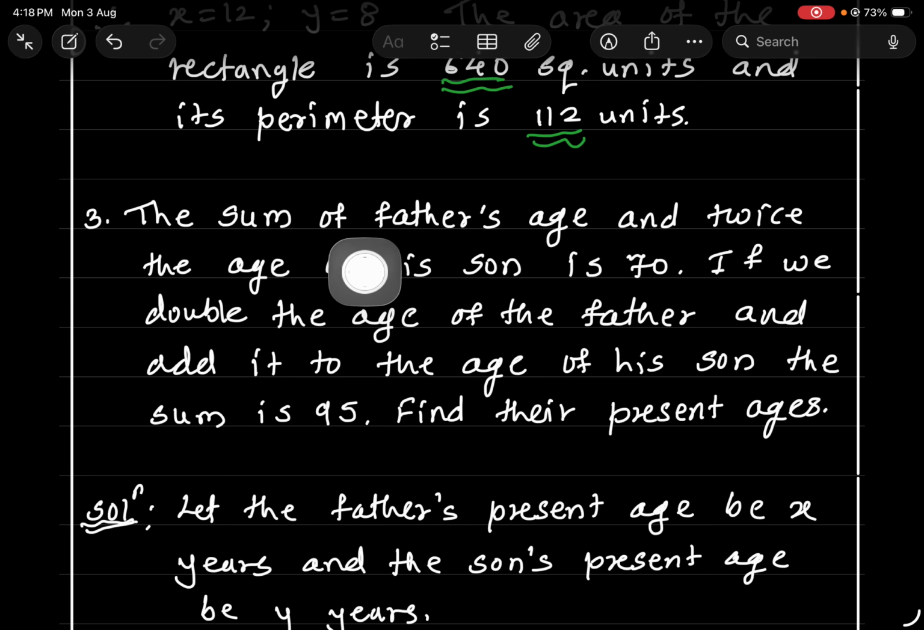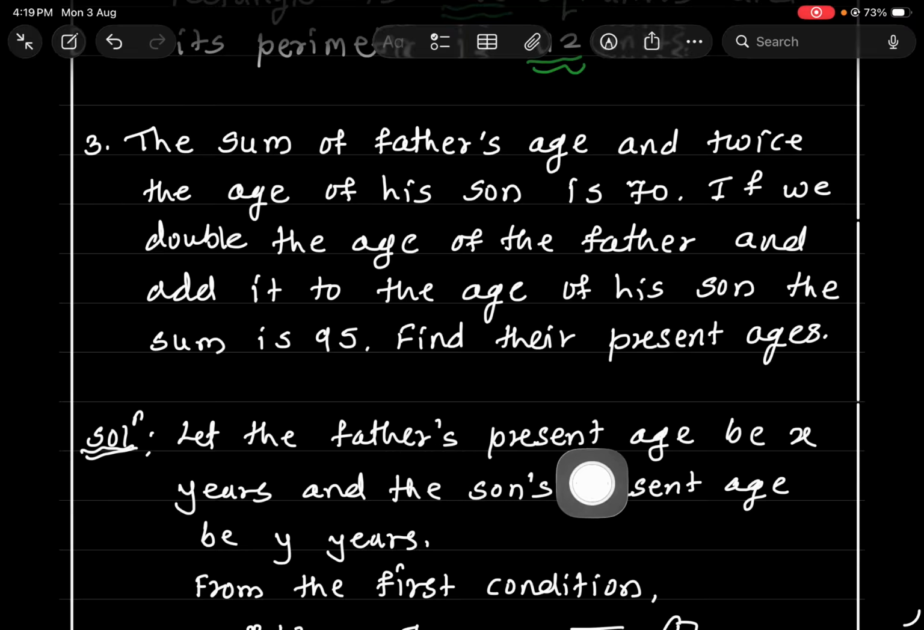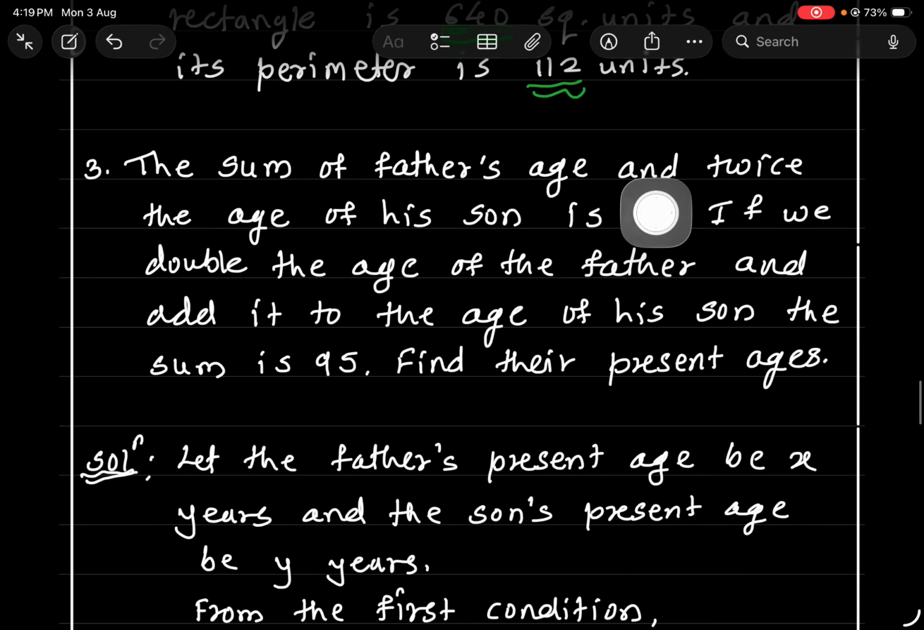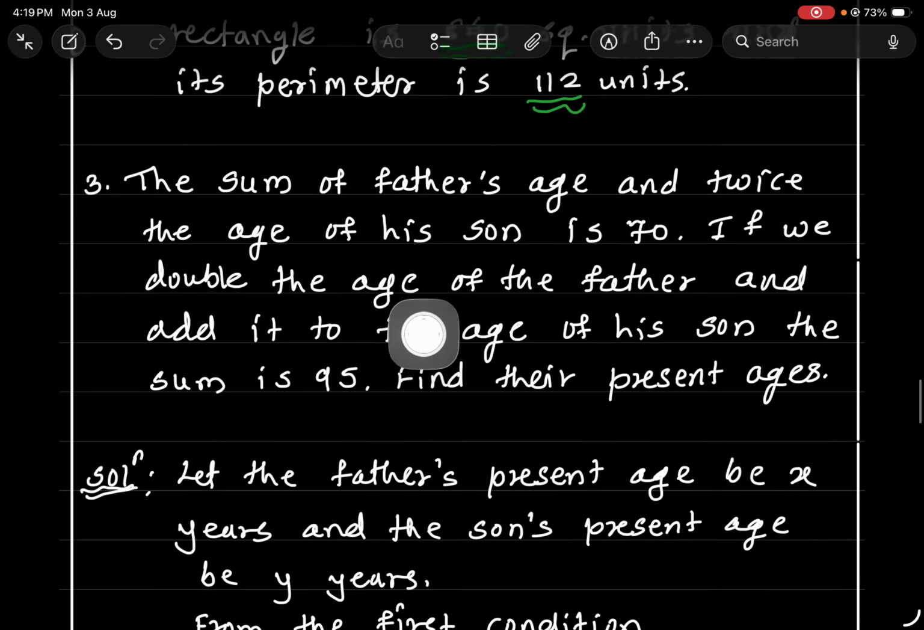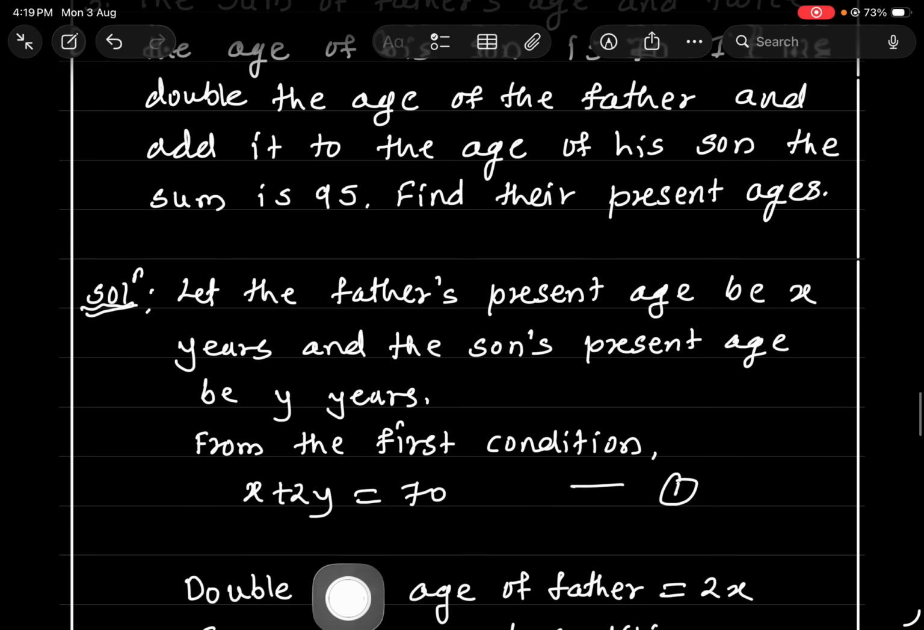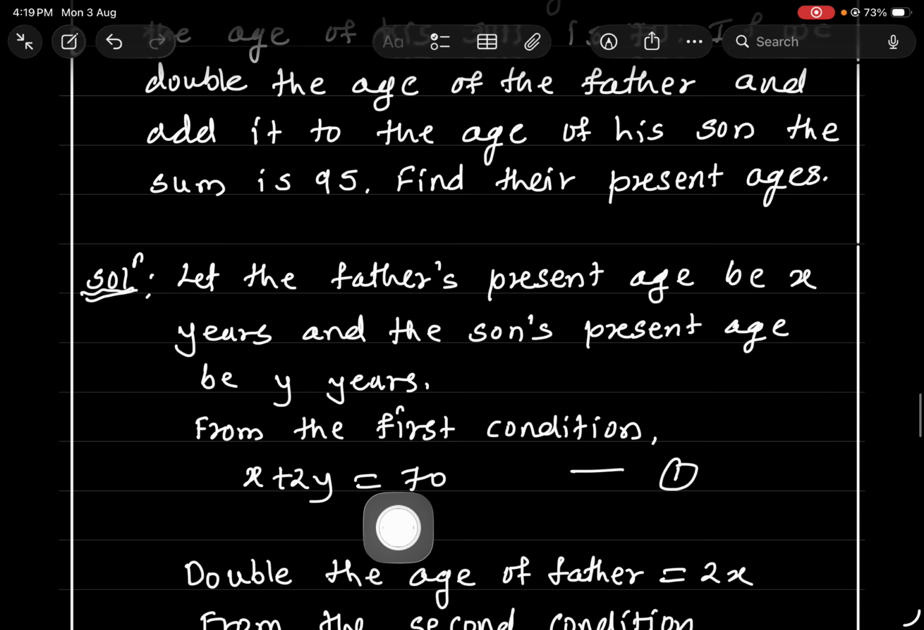So next is the problem: the sum of the father's age and twice the age of his son is 70. Means here you will get one equation. If we double the age of the father and add it to the age of his son, then the sum is 95. Find their present ages. Very simple. Whatever is given, that we have to write, and you will get two equations because two conditions are given. First, let the father's present age be x years and the son's present age be y years. So sum of the father's age, what is the father's age? x, and twice the age of his son is 2y. So x plus 2y equal to 70.